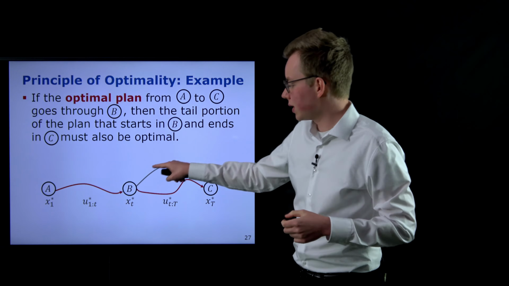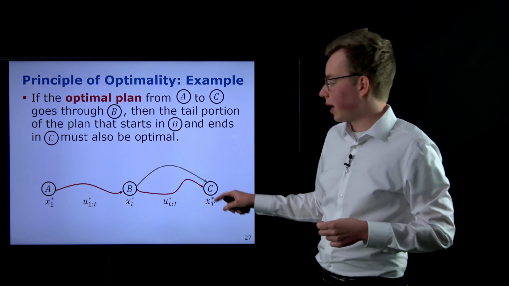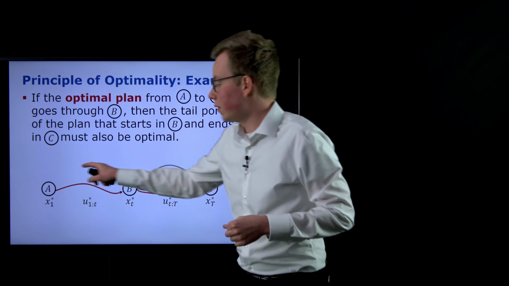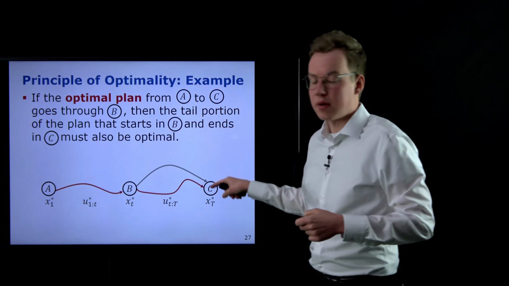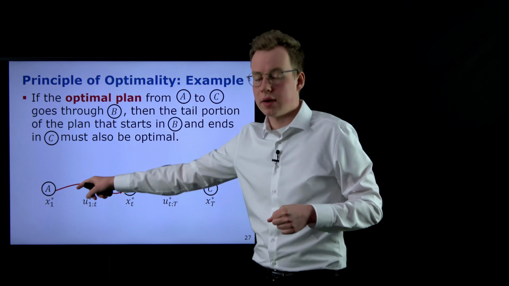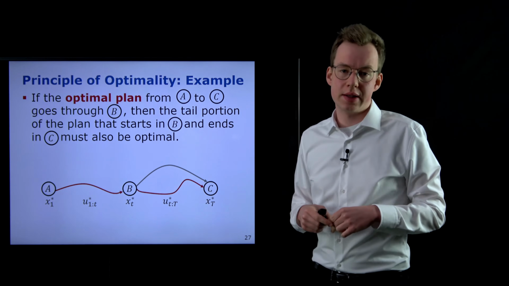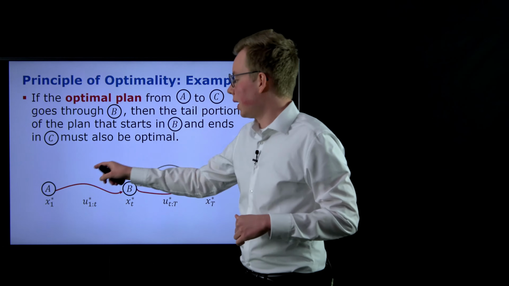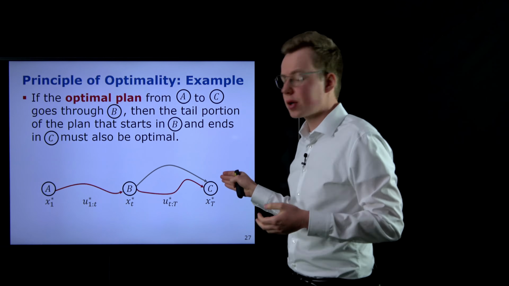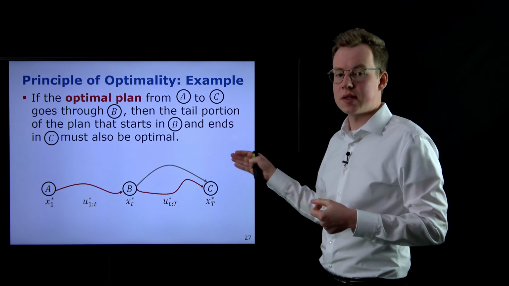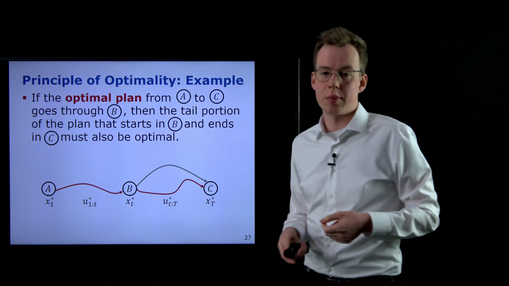Then obviously from B to C would take this gray route. But if that was true, then our original plan would also take this gray route from B to C. So it cannot have been optimal in the first place. And so the summary is that we can always take any tail portion of the plan and it will still be optimal for the tail problem.